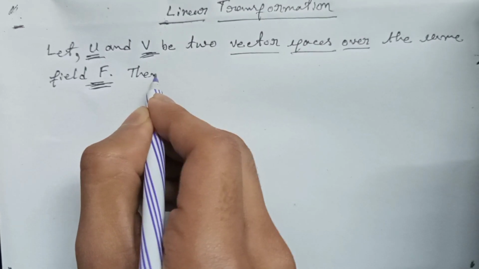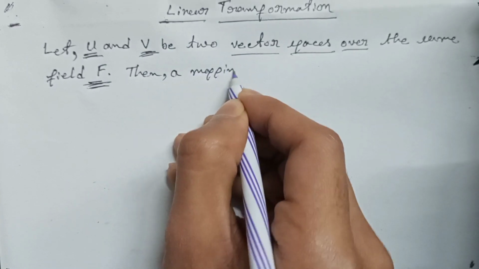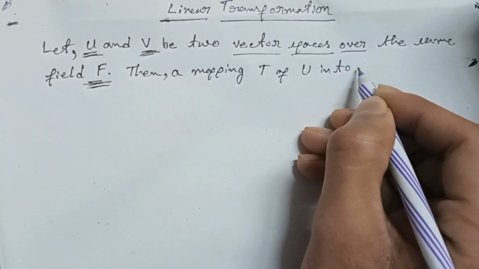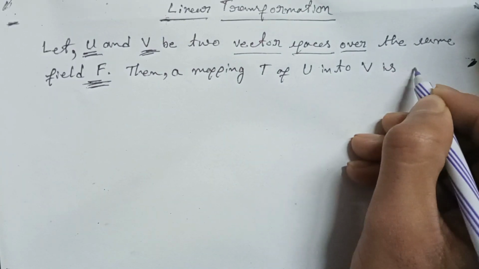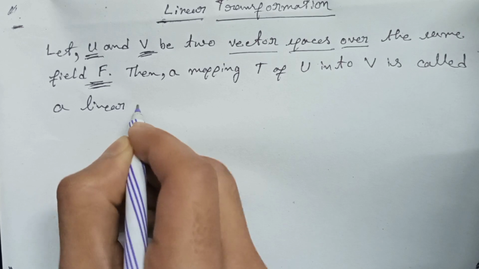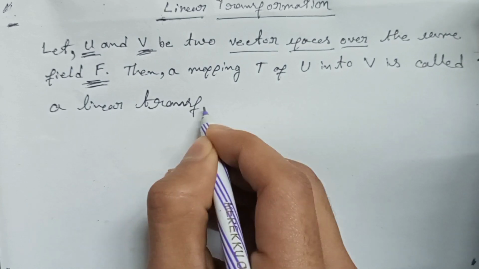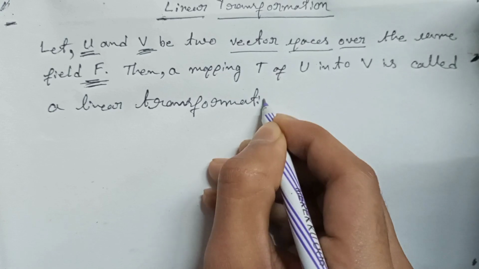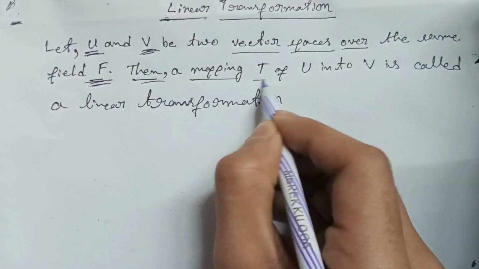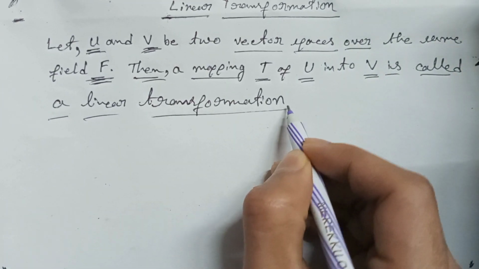Now then, our relation or mapping, a mapping T of U into V, is called a linear transformation.